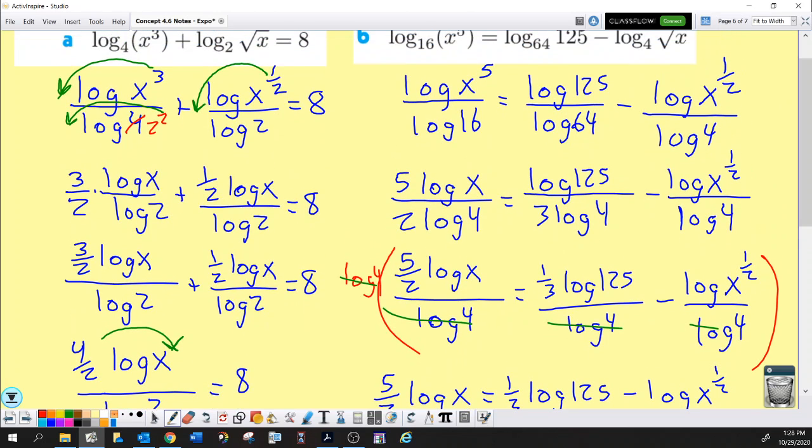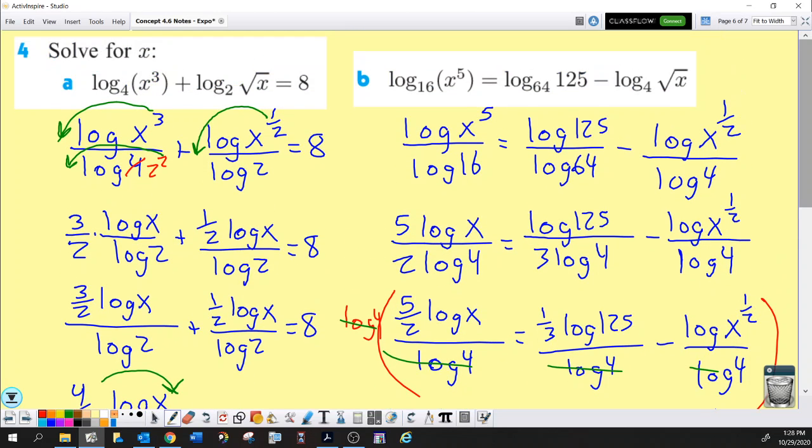But if you come all the way back up to the top, you can't take the square root of a negative number within the real number system. So I just disregarded the negative 16 possibility. It would have been extraneous.